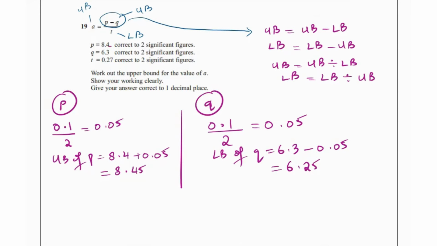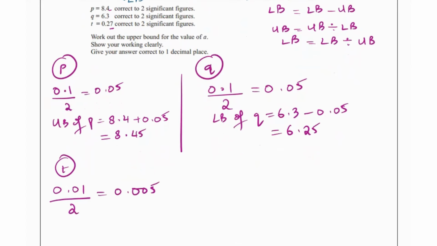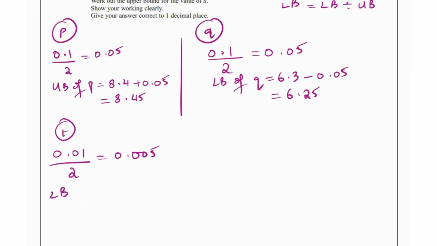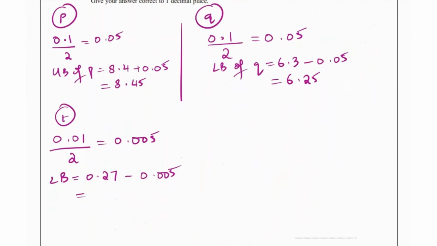Now next we need to find the lower bound of T. T is 0.27 correct to two significant figures. The second significant figure is 7, and the place value of 7 is 0.01. So divide 0.01 by 2, and that is 0.005. So the lower bound is going to be 0.27 minus 0.005, which gives us 0.265.